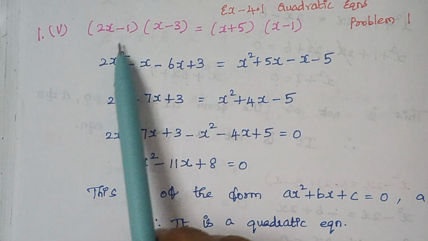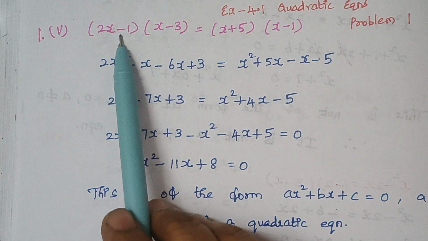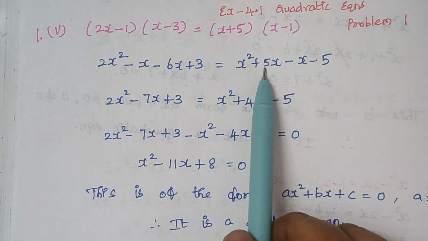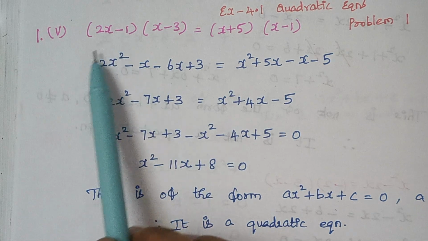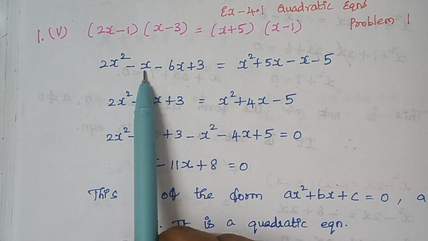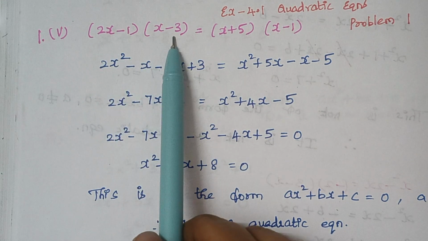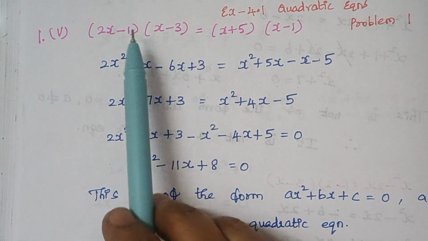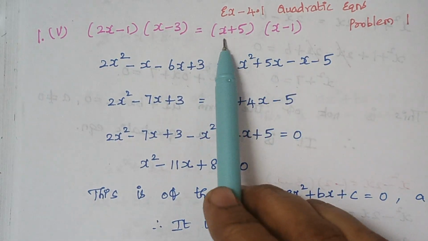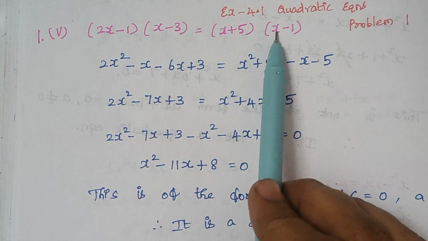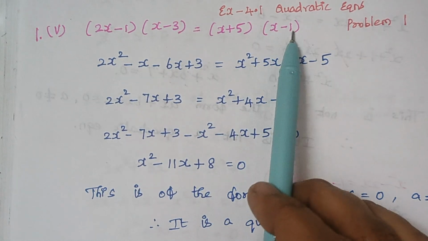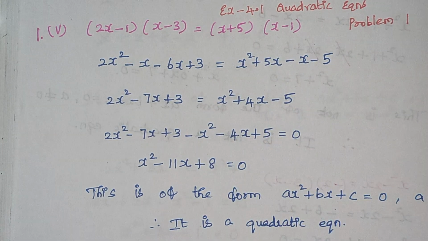So the first step is we have to multiply these two terms on the left hand side as well as these two terms on the right hand side. While multiplying, 2x into x is 2x square, minus 1 into x is minus x, 2x into minus 3 is minus 6x, minus 1 into minus 3 is plus 3. And here, x into x is x square, 5 into x is 5x, minus 1 into x is minus x, minus 1 into 5 is minus 5.